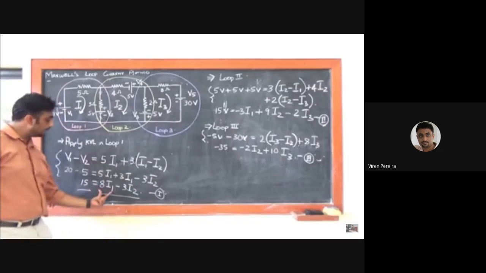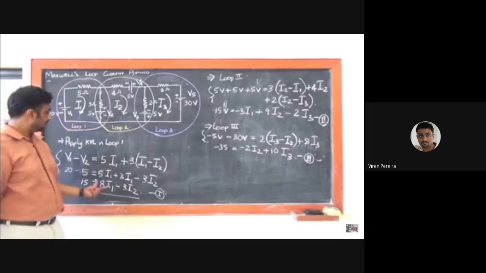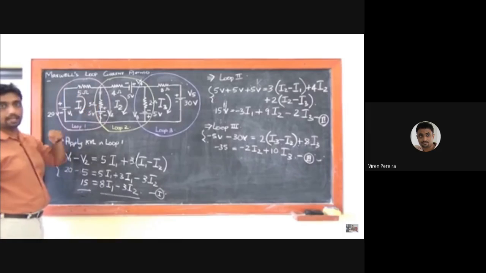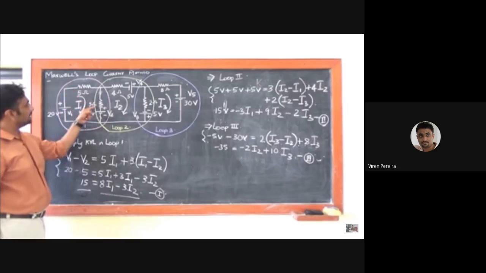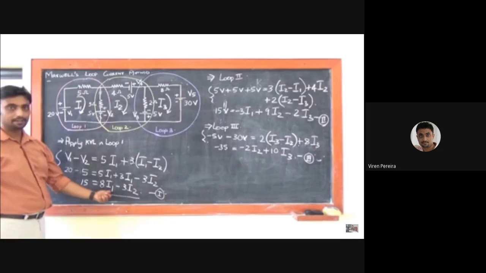Now how can I get this 8 I1 minus 3 I2 in a direct form? First, check your I1 current. In your I1 loop, how many resistors are there? We have 5 ohms and we have 3 ohms. So 5 plus 3 is how much? 8. So we get 8 I1.